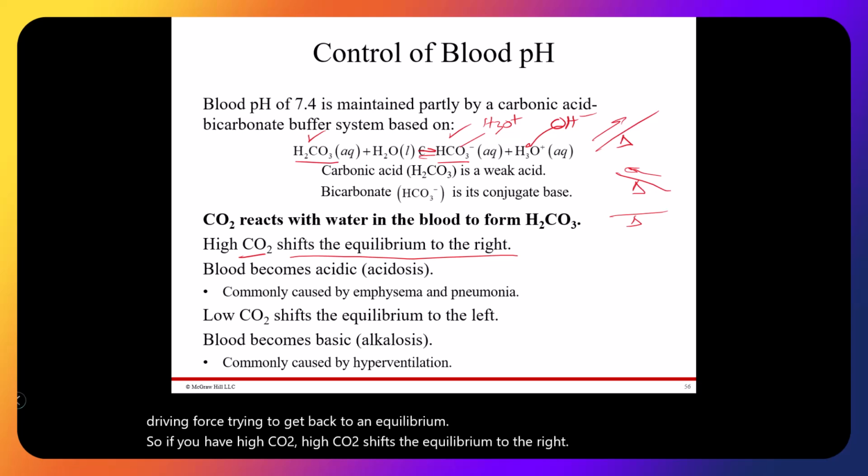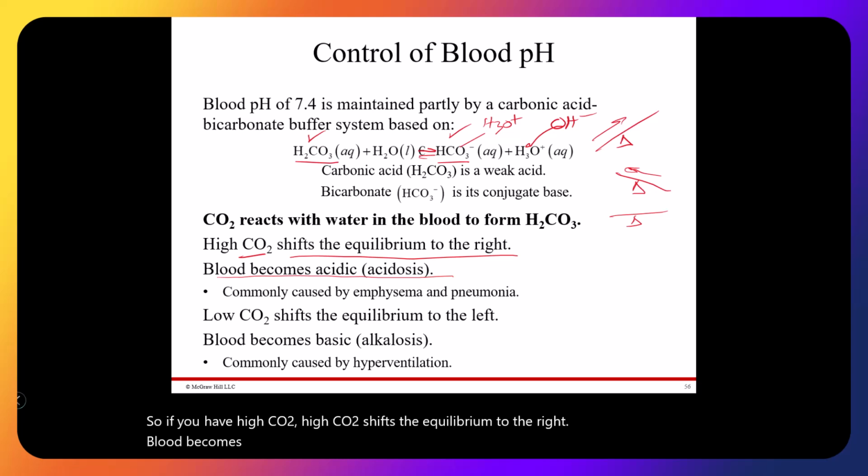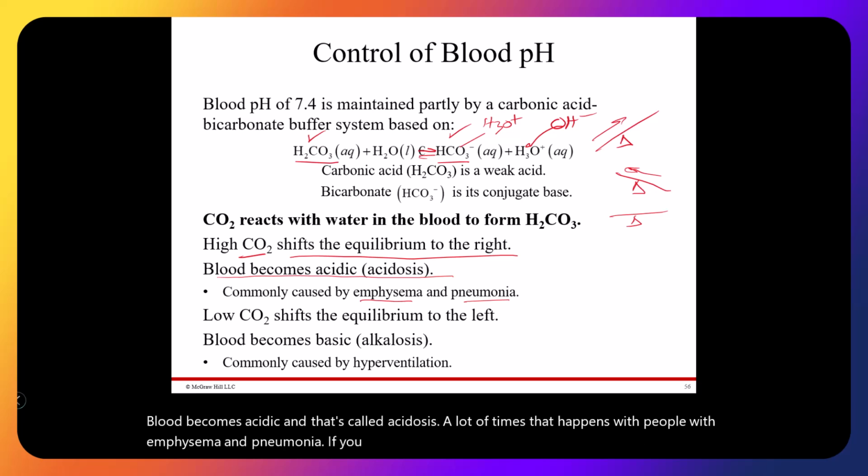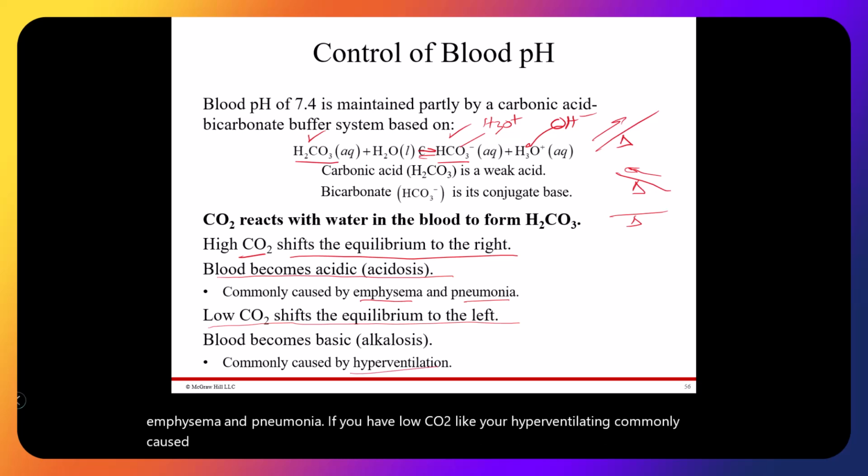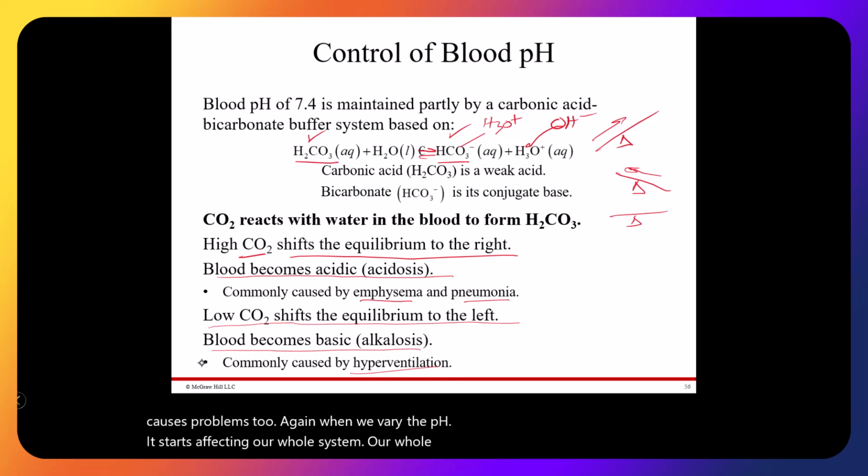If you have high CO2, it shifts the equilibrium to the right. Blood becomes acidic, and that's called acidosis. A lot of times that happens with people with emphysema and pneumonia. If you have low CO2, commonly caused by hyperventilation, the blood becomes basic, which is called alkalosis, and that causes problems too. Again, when we vary the pH, it starts affecting our whole body. They said a change of pH of 1 can be fatal.